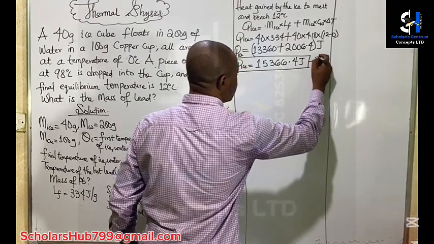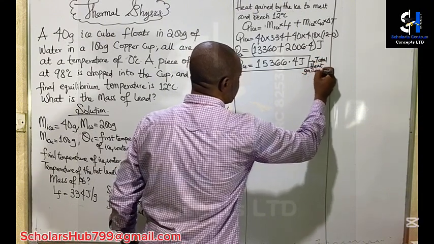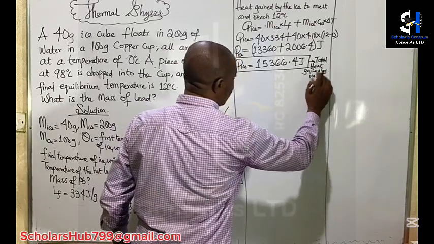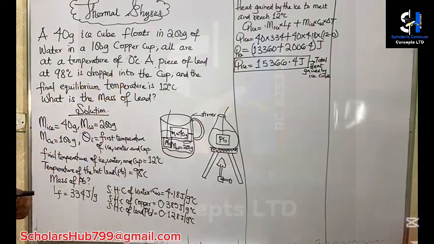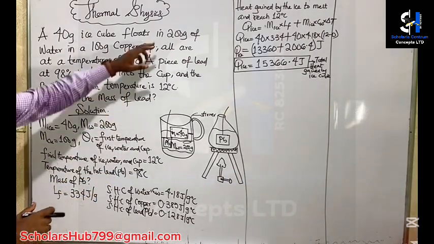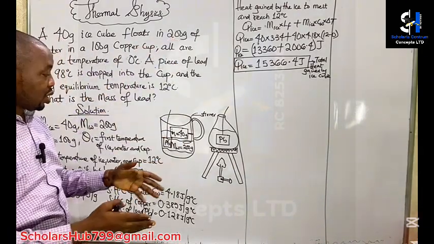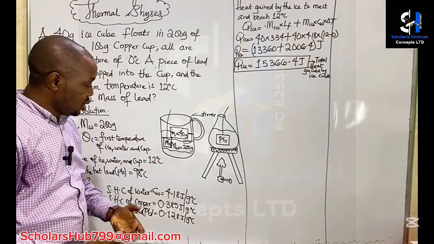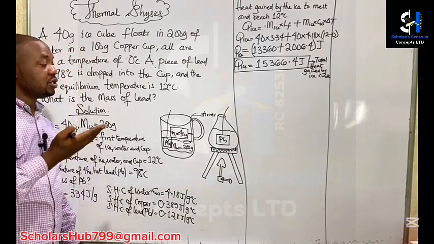This is the total heat gained by the ice cube. That's for the ice. Now let's also calculate the heat gained by water. Now water also gains heat because when the lead is dropped into the cup containing the water and ice mixture, the water will absorb heat, and that means its temperature will increase from 0 degrees Celsius to what?